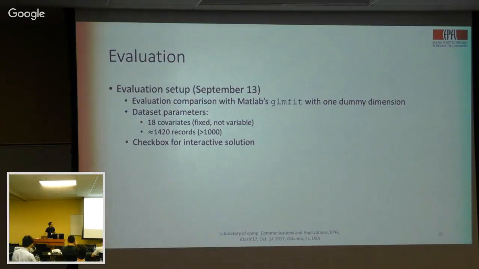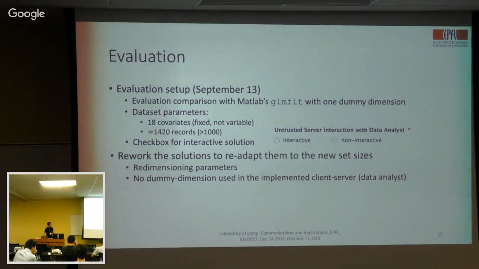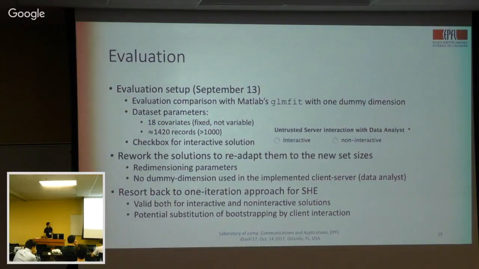And we wondered about this checkbox for an interactive solution. So we wondered whether this was allowed or not. So just in case, in order to protect against that, we resorted back to a one iteration approach for the somewhat homomorphic encryption that is valid both for interactive and non-interactive solutions. And in that case, we can potentially substitute the bootstrap operation after each iteration. And this will be much more beneficial because it will decrease the size of the ciphertexts in order to cope with just one iteration.